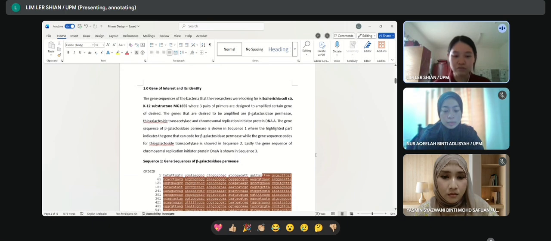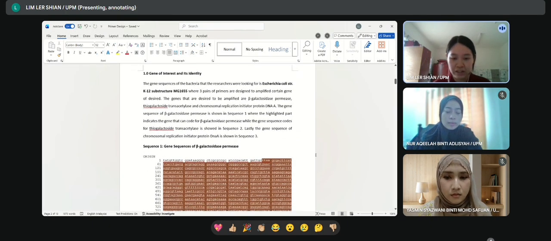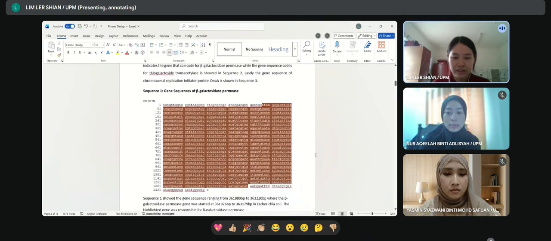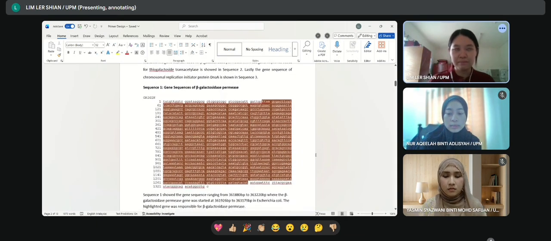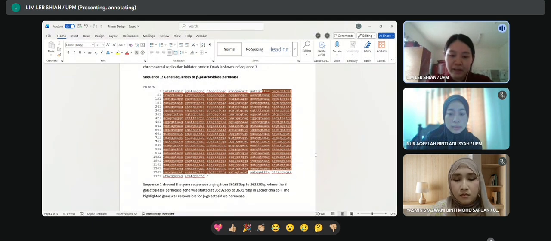So first, I will start with my primer, which is the primer design used to amplify this beta-galactosidase permease, which is lacY in Escherichia coli. So first, this is the sequence of the lacY gene. But I purposely made the sequence range from base pair 361880 to 36220, where the highlighted region over here is the gene that codes for lacY.